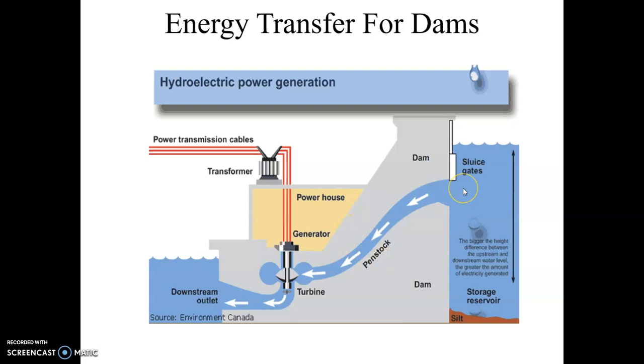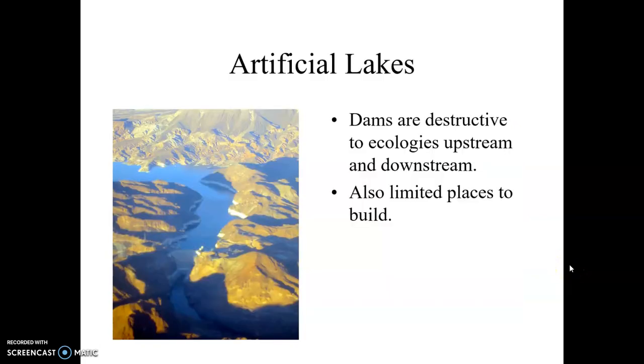So you use the gravitational potential energy of falling water through the dam itself as a means of rotating your turbine, rotating your generator, and thereby producing an alternating current. It turns out, however, that there are some major disadvantages to hydroelectric power. It's actually very destructive to the ecology, both upstream and downstream from the dam itself. Behind the dam upstream, when you construct the dam, it leads to the creation of an artificial lake. And then, of course, there are also limited places to actually build the dam itself. You're basically confined to a place where there's a river.